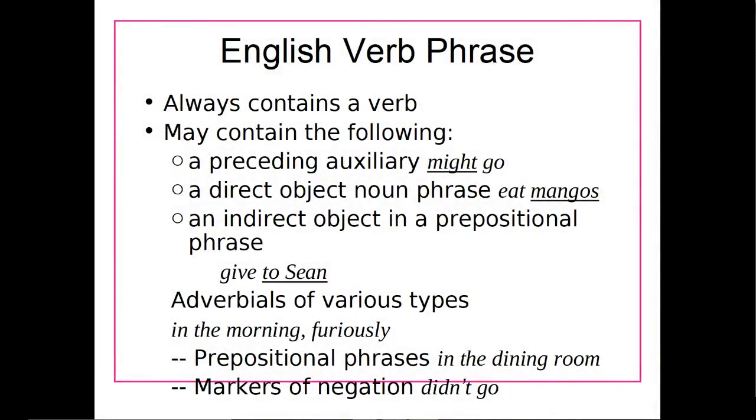So the last major type of phrase I'll look at in this section is the verb phrase. In English, the verb phrase will always contain a verb. It can contain an auxiliary, so something like might in "might go." It can contain a direct object, so "eat mangoes." It can contain an indirect object, so "give to Sean."